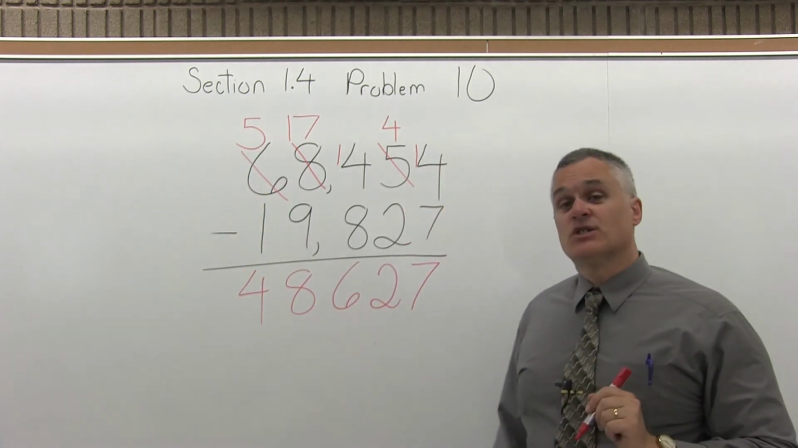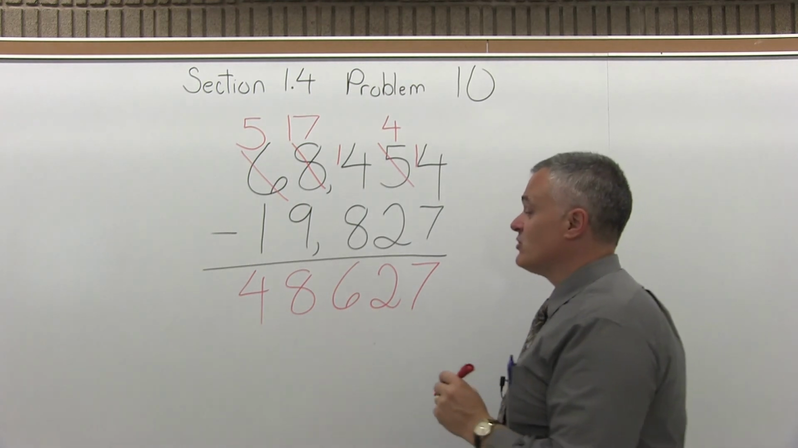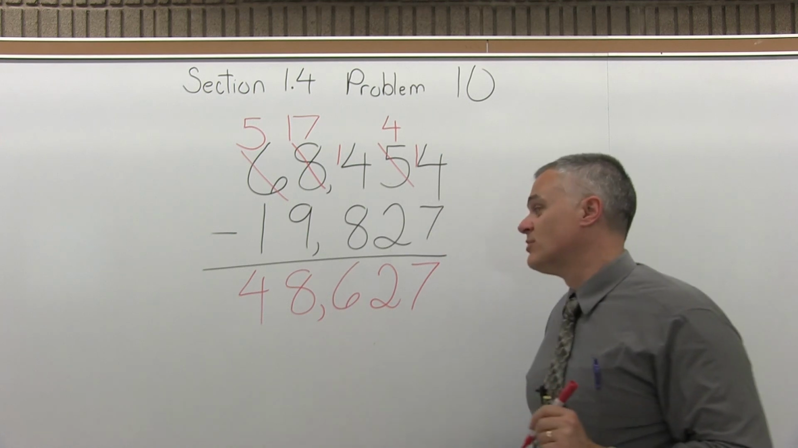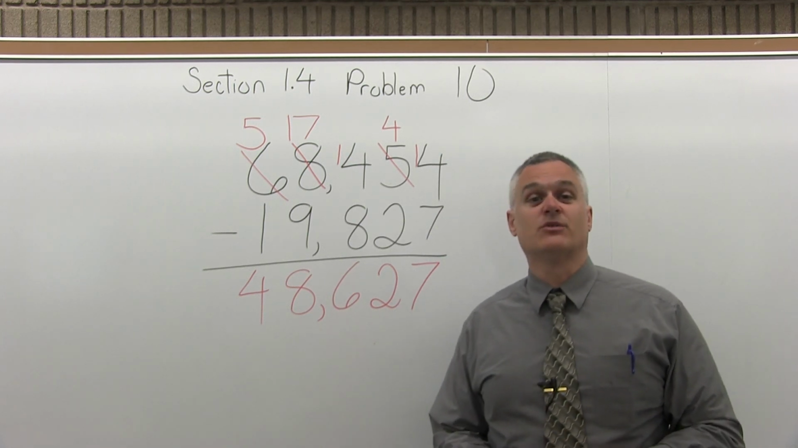So that makes the answer 48,627. And if you like to use the commas after the 48,000, you can put a comma. 48,627.